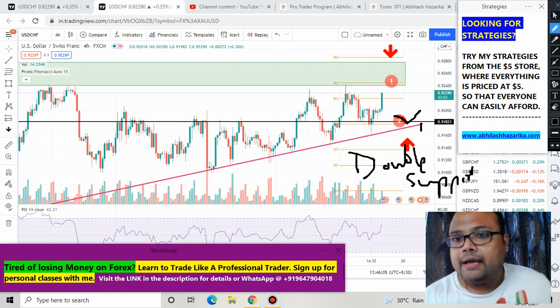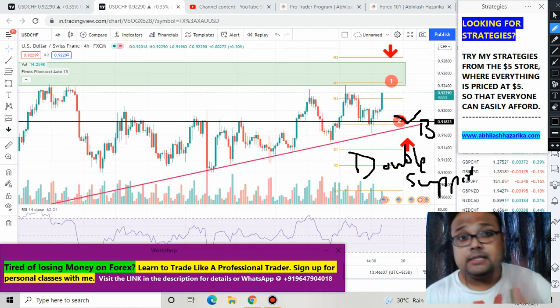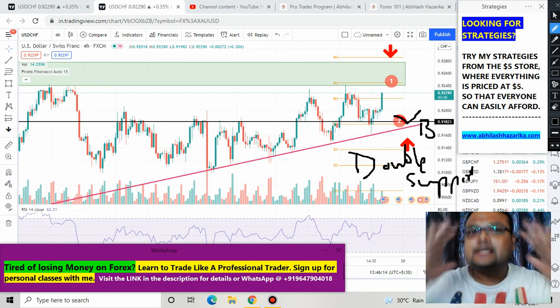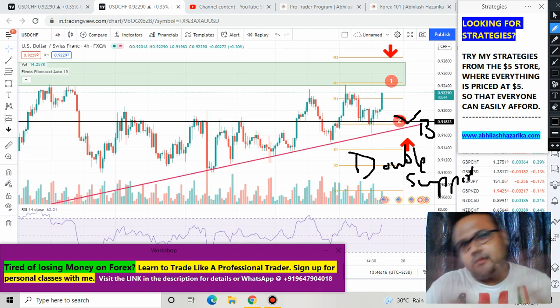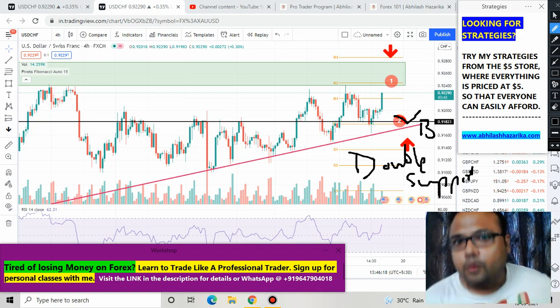So buy at the support, sell at the resistance. This is the only strategy for USDCHF right now, because USDCHF is in a sideways market, so you can take trades on both sides.